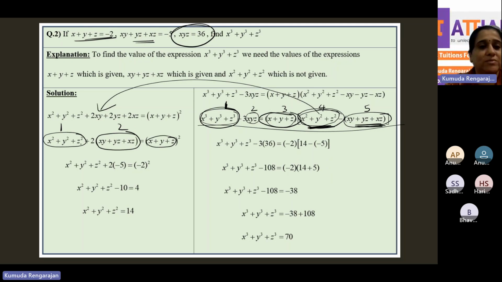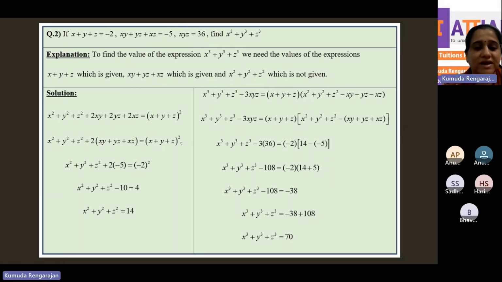Now, x squared plus y squared plus z squared. Do we have the value? No, we have to find that only. Then do you have xy, yz, xz? Yes, you have that in the question here. And you have x plus y plus z. That also we have in the question here.